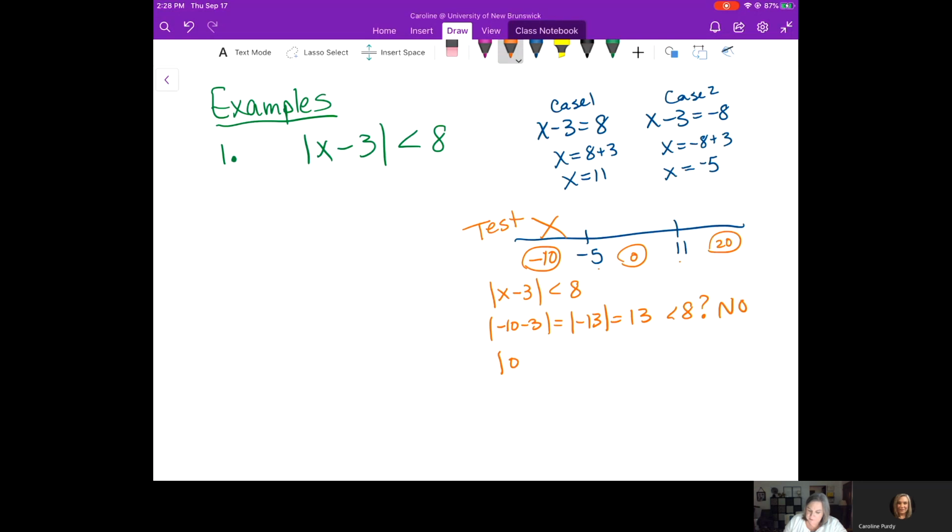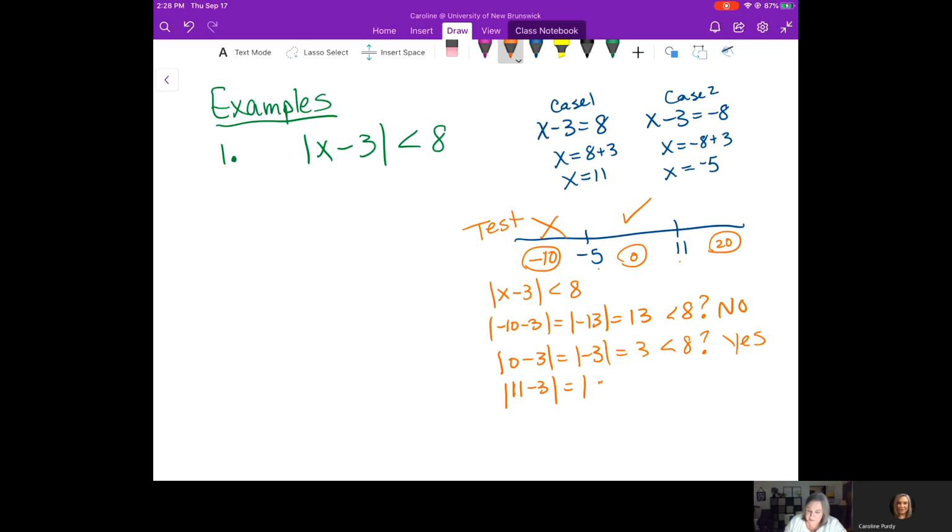The next one is 0. 0 minus 3. What does that give me? 0 minus 3 is negative 3, which is 3. Is 3 less than 8? Yes. So this works. And what about 11? 11 minus 3? 11 minus 3 is 8.